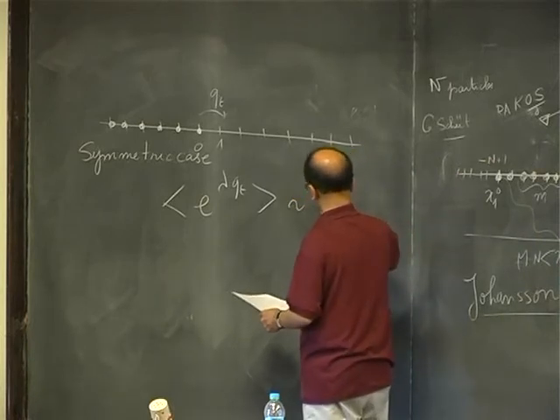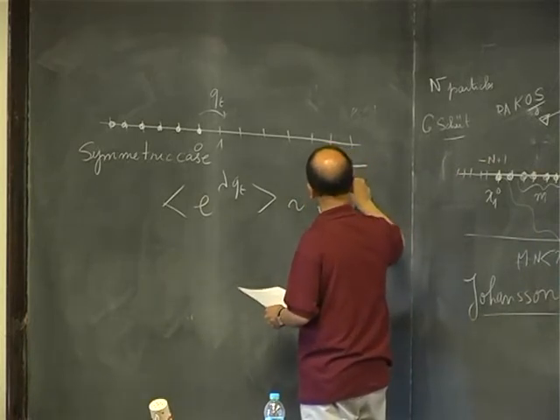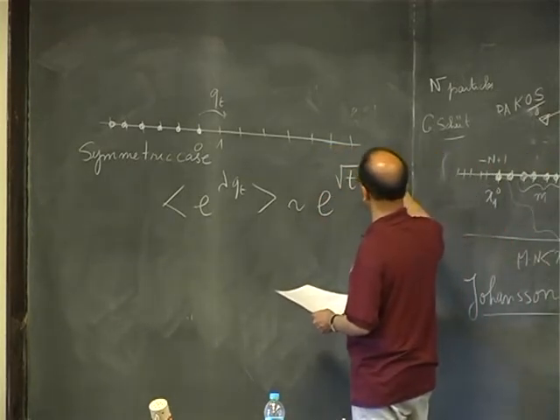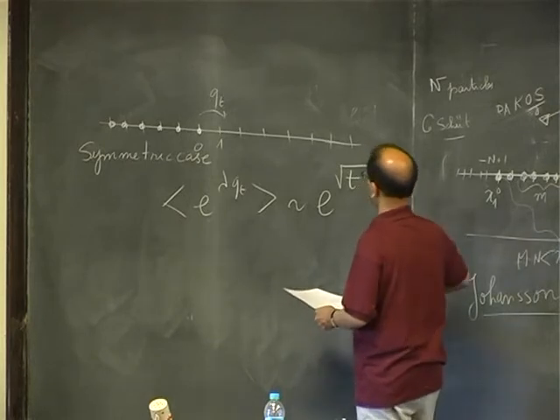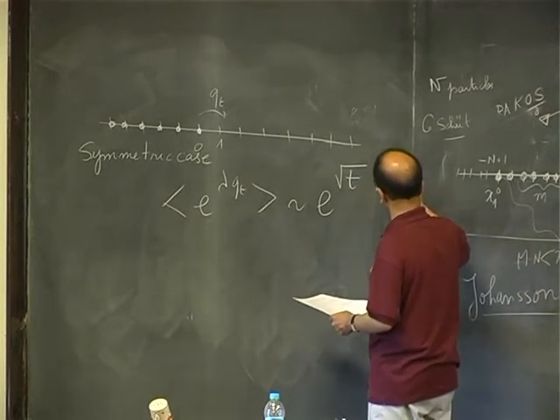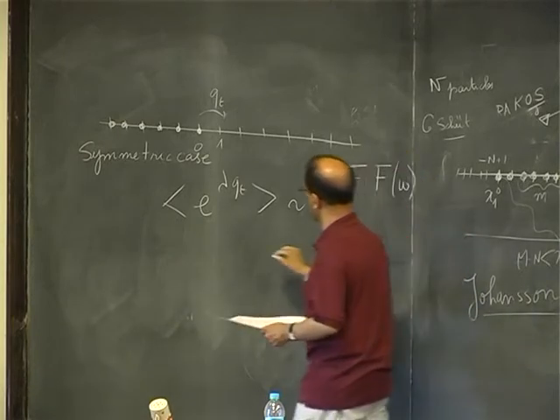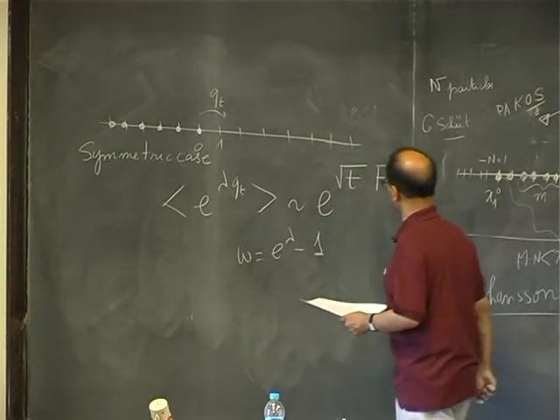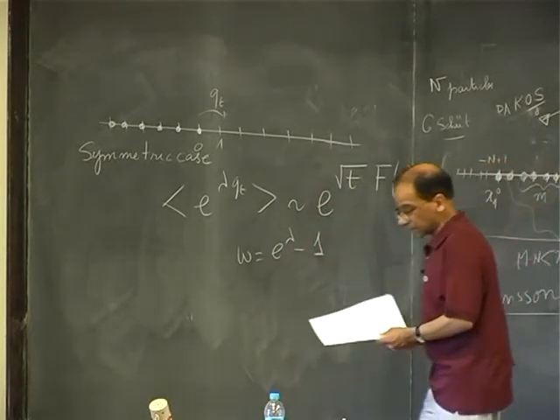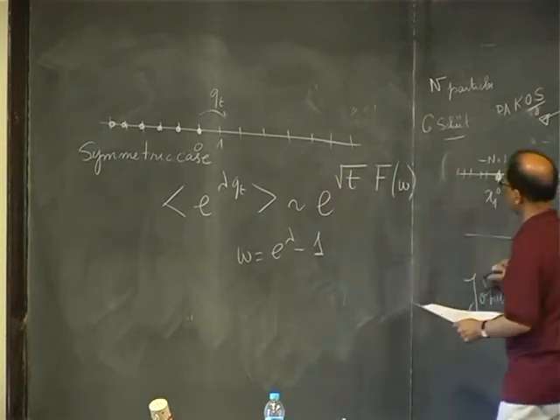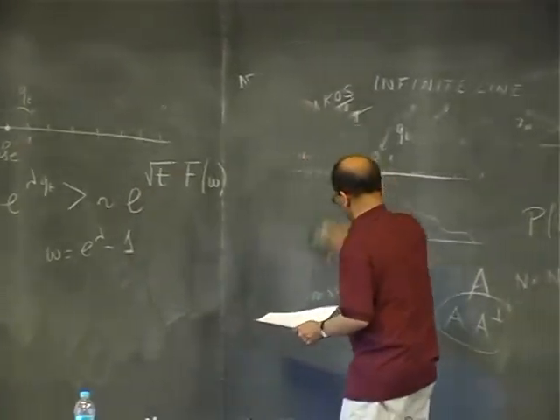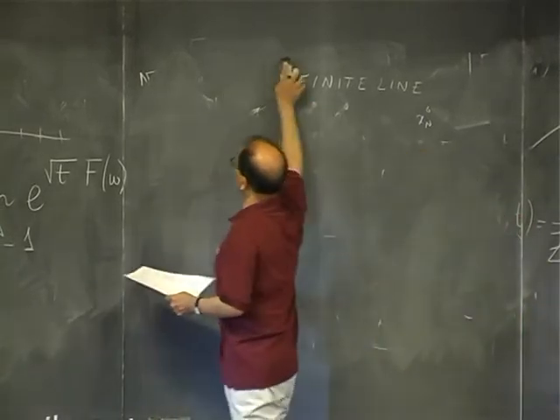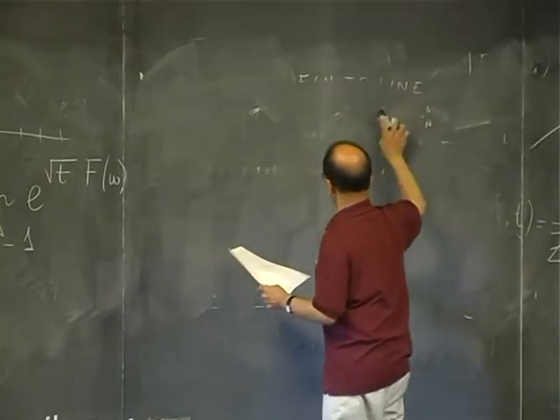In the long time limit, that's why I wanted to show you that, it's not in t, but in square root of t. And there's a function here which we call e of lambda. Let's call it f. It's a function of lambda, but not quite of lambda. It's a function of omega, where omega is exponential lambda minus 1. And the function f of omega is a very, very pretty function, not unrelated to all that we have seen.